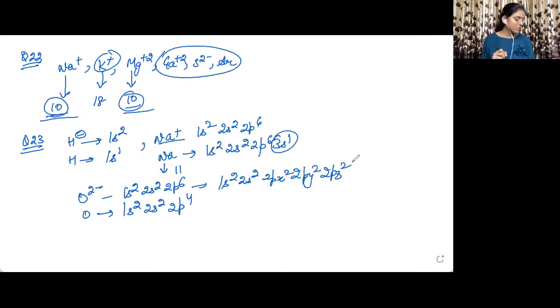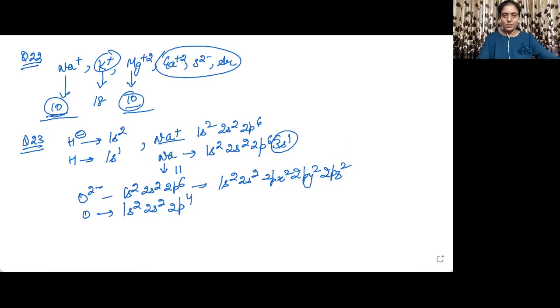Okay, the last one is F negative. For that you will be writing it yourself. For fluorine, just see what the atomic number is. I think you must be knowing the atomic number of fluorine, and you need to write, if an additional electron is given to fluorine, that is, it is converted into the fluoride ion, what will be the electronic configuration?